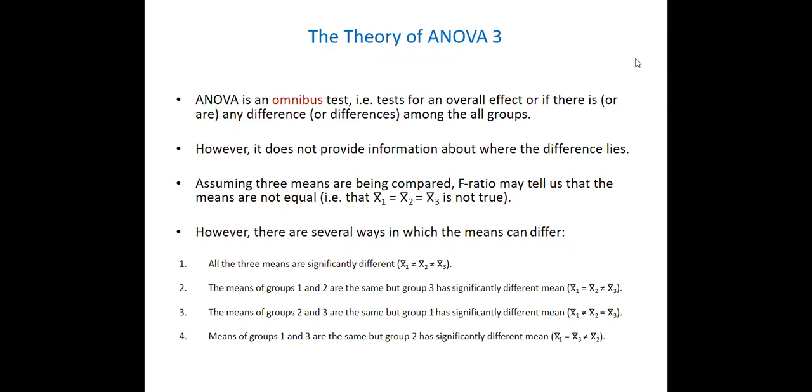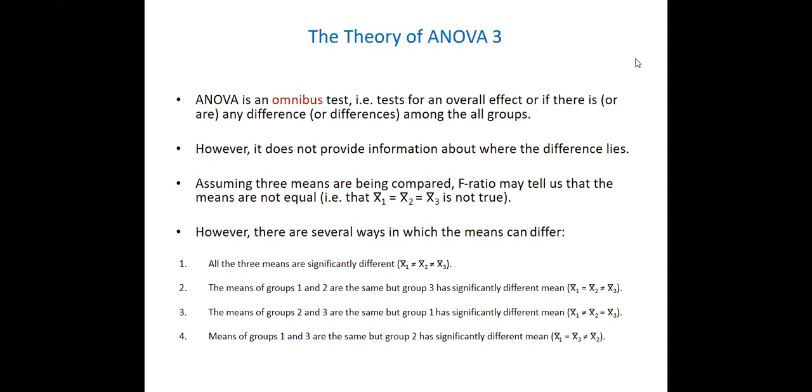However, it does not provide information about where the difference lies. When you do ANOVA for 3 groups, you say, oh, there's a difference. It will not tell you whether the difference is actually between A and B, or between A and C, or between B and C, or between all of them. ANOVA will not tell you that. You need to move further to be able to get that. I will talk about that. Then we'll talk about planned contrasts or post hoc tests. But ANOVA is an omnibus test, so you just look at whether there is any difference among these groups.